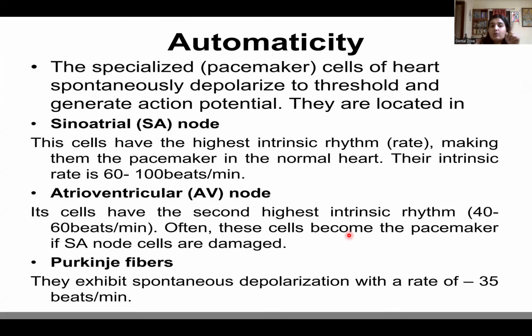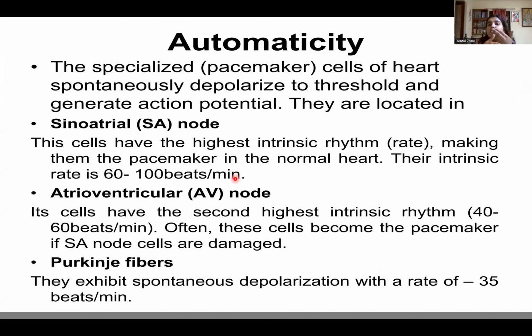Where are they located? They are located in the sinoatrial node. Yes, these cells have the highest intrinsic rhythm, making them the pacemakers in the normal heart. So in the normal heart, what is the pacemaker? It is the sinoatrial node.